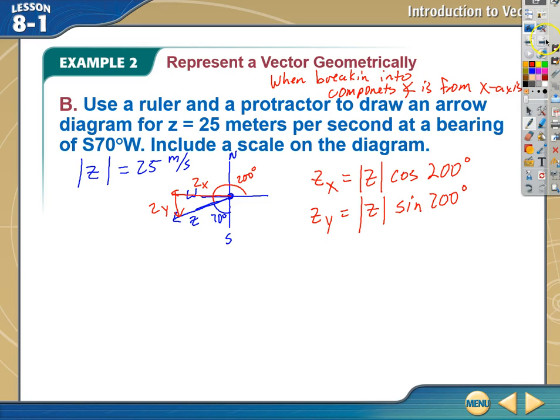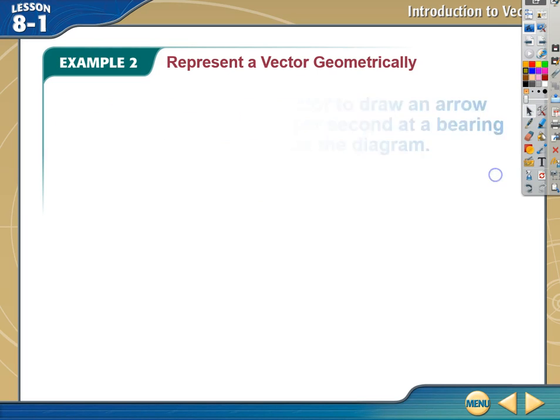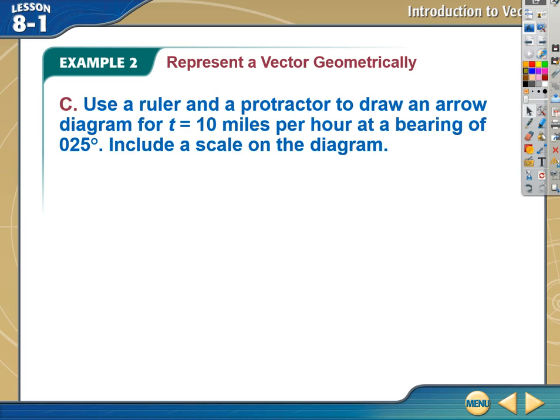Let's see another one. It says here again, ruler and protractor, vector T is going to be 10 miles per hour at a bearing of 025 degrees. Again, bearing, what does bearing mean? And here's my dot, there's my starting point. Here's true north, there's my north direction. A bearing of 025 degrees means that this part is 25 degrees. Here's that. There's my ray, or my vector. I'm going to label it T. Again, I'm going to label my magnitude of T as 10 miles per hour.